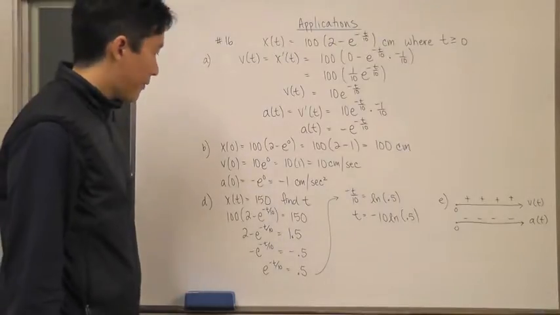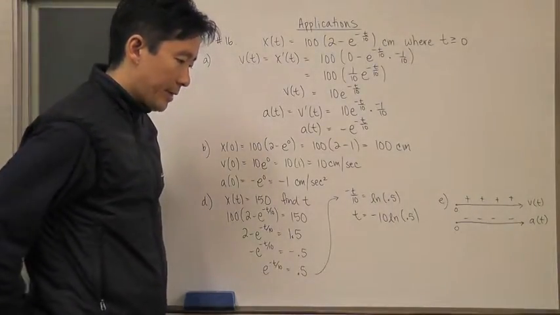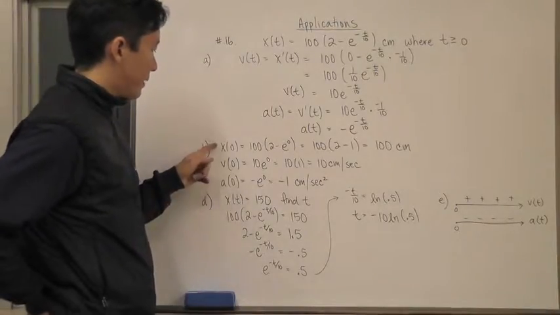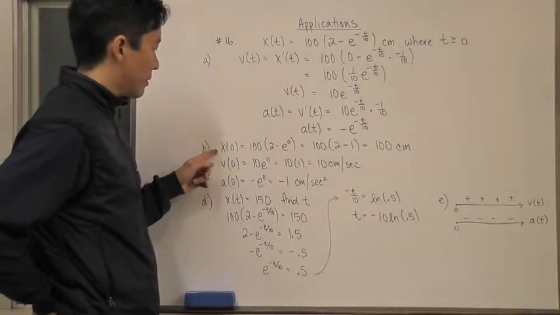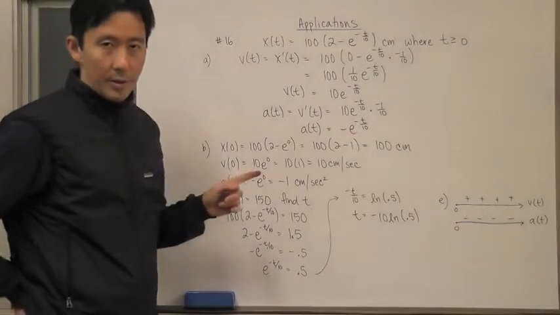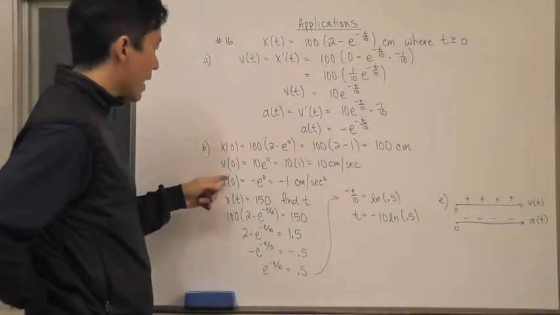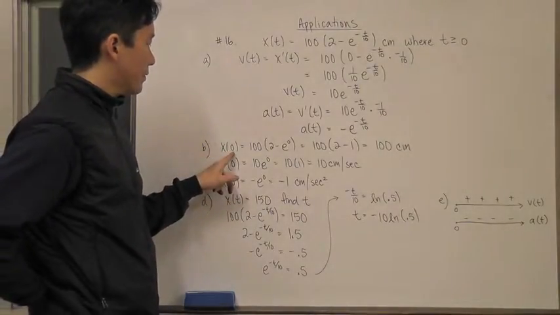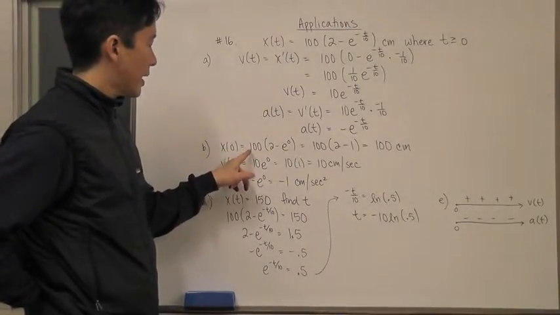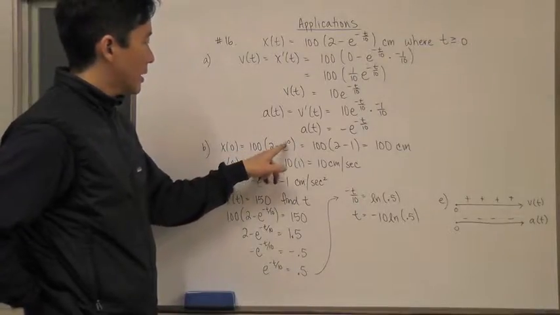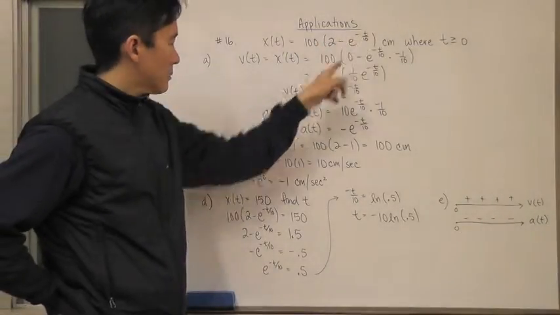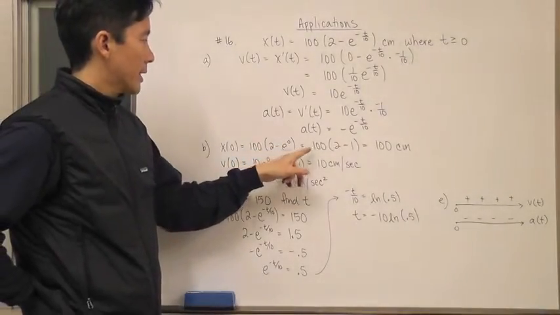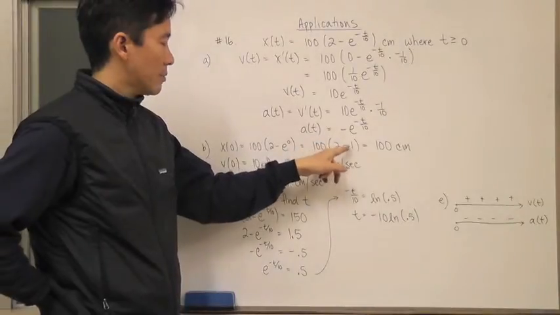Okay? Now for part B, it says find the initial position, velocity, and acceleration of the body. So basically what we're looking for is x of 0, v of 0, and a of 0. When we substitute the value of 0 in for t in x of t, the exponent part becomes 0. So we have 100 times 2 minus e to the 0. That's the same thing as 100 times 2 minus 1, which is 1.